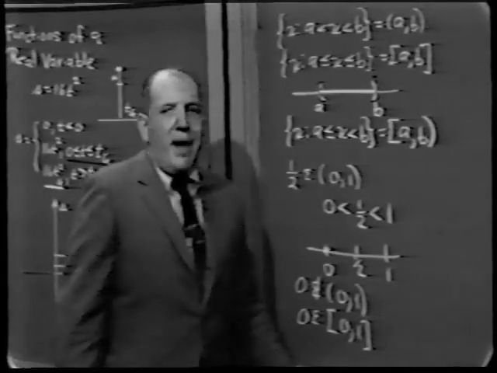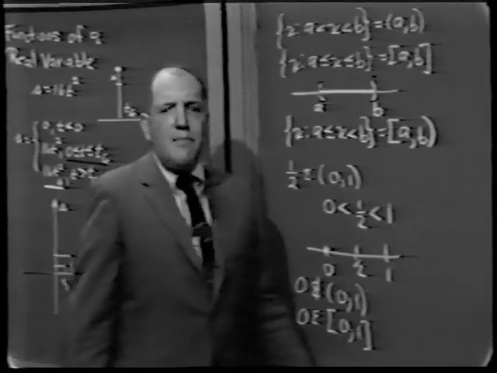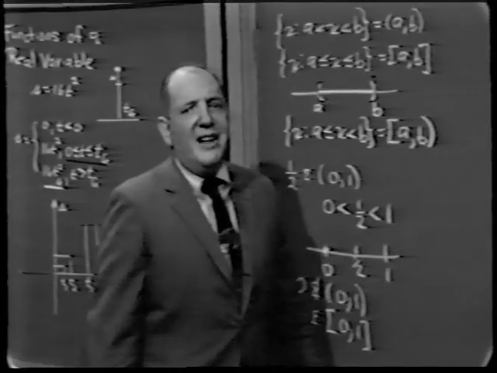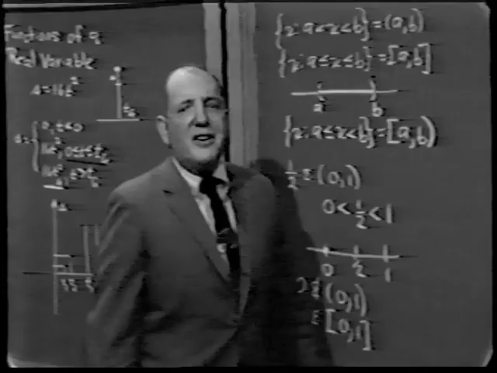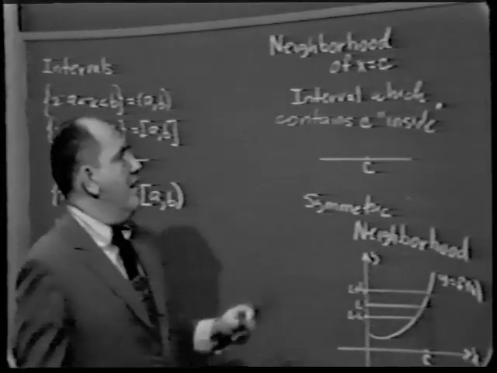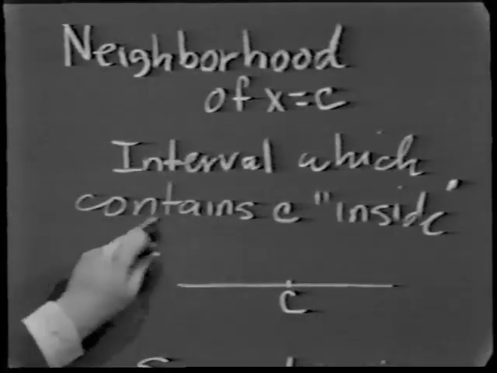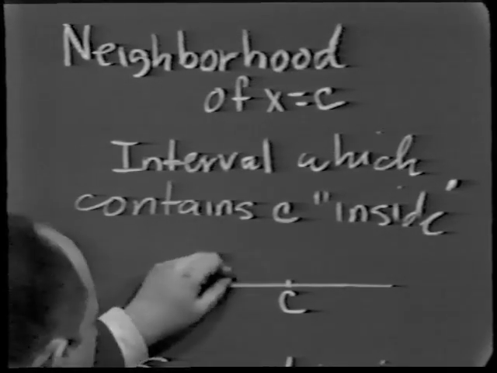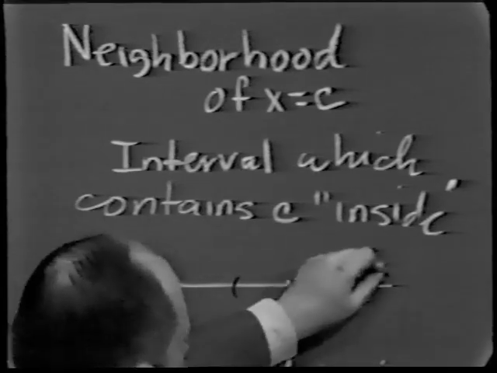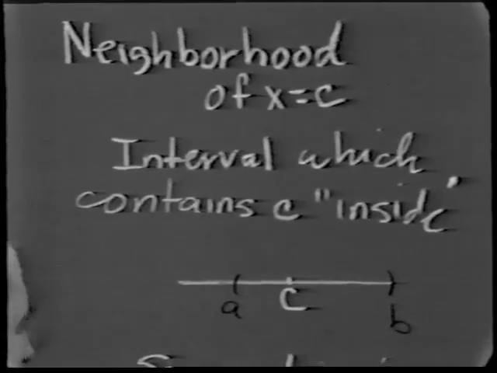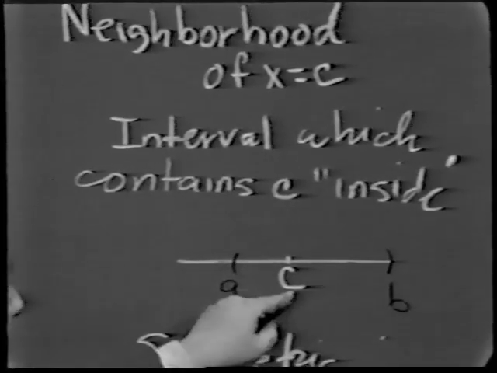Now, a companion to interval is a very important building block of this course. It's something called a neighborhood. Now, in terms of a definition, a neighborhood isn't a very exciting thing. A neighborhood of a point c, a neighborhood of x equals c, is simply an interval which contains c inside. You want c to be inside the interval. Now, what does that mean intuitively? Well, pick any interval which has c inside. Maybe we can go from this point to this point. This would be called a neighborhood of c.